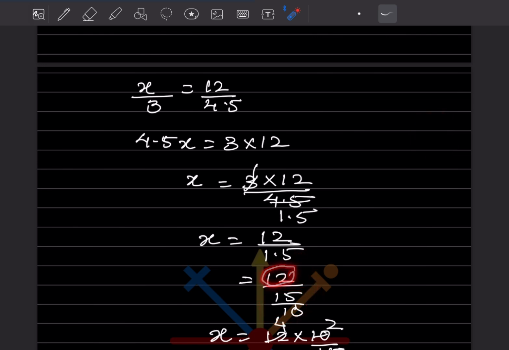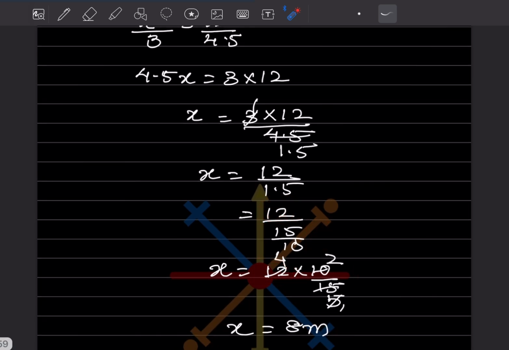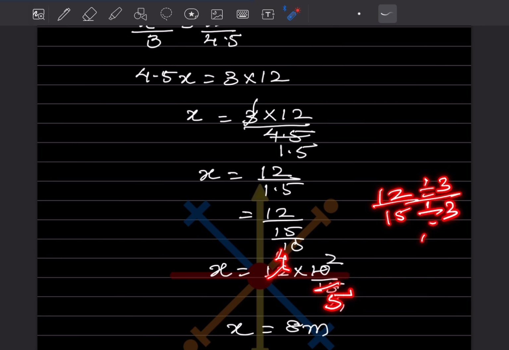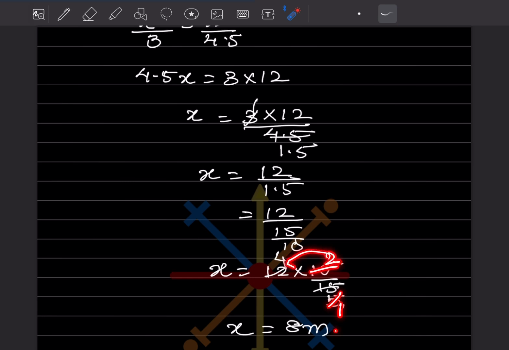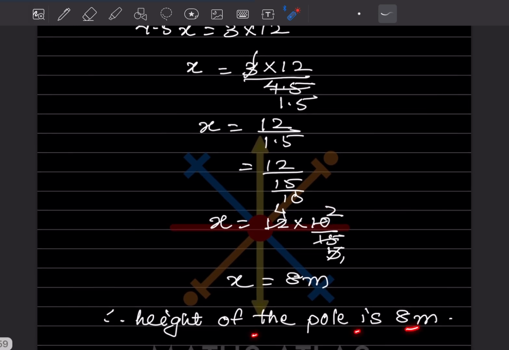Now the numerator will be as it is. The denominator gets flipped over because this is in fraction. So this is going to be 10 by 15. So now what will you do here? 3 4s are 12, and 3 5s are 15. So 12 by 15 gets divided by 3, both places. So it is going to be 4 by 5. Then 5 1s are 5, 5 2s are 10. So this is going to be 8. You can simplify however you like, or you can directly multiply this to get 120 and then divide it by 15. That also works. So x is 8 meter. So we can say the height of the pole is x meter, that is what they asked.